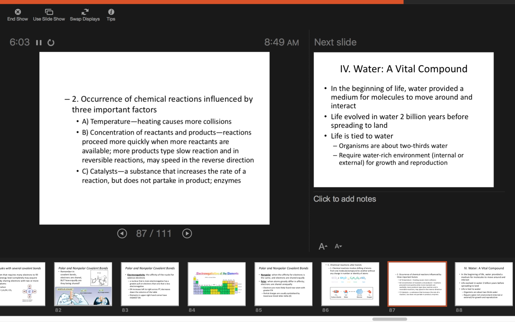Second factor is concentration of reactants and products, where reactions proceed more quickly with more reactants available, which just makes sense, because reactants are what go into a chemical equation, or chemical reaction, and products come out of it. More products tend to slow the reaction, and reversible reactions may speed up.